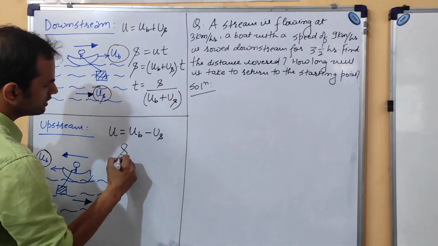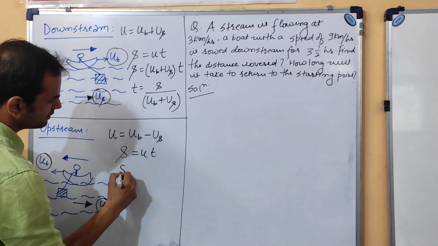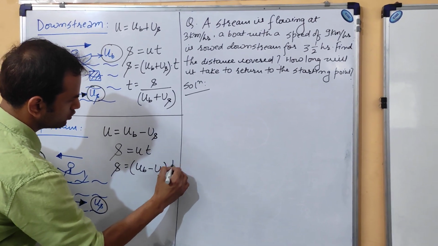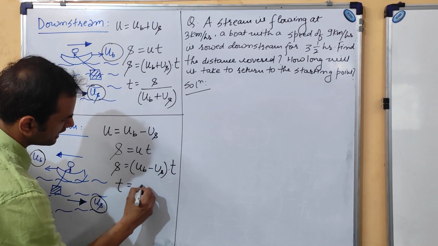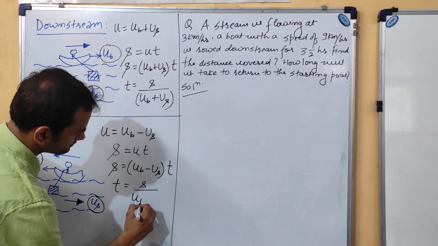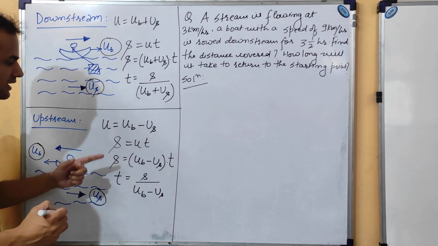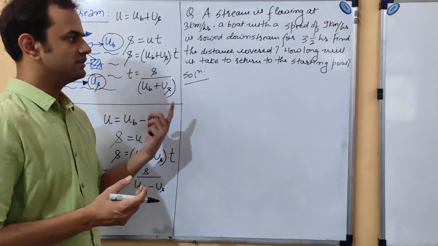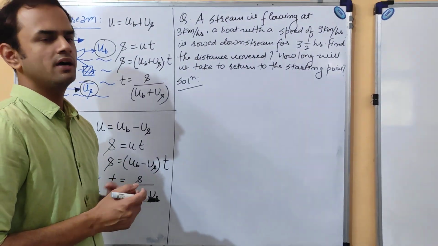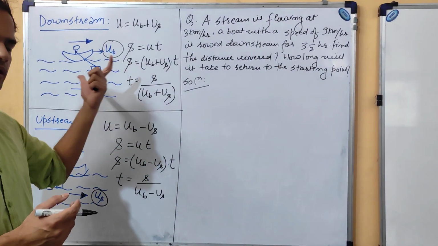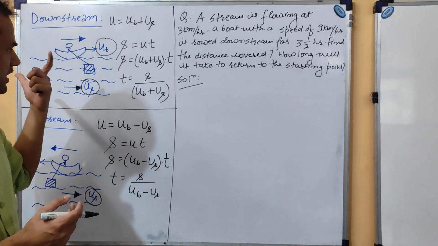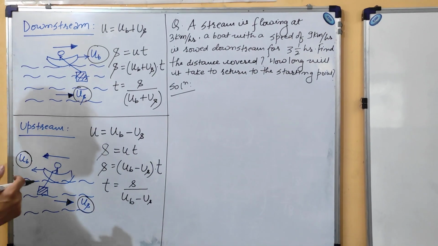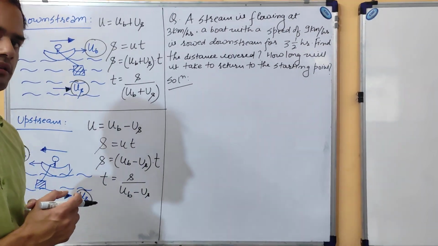Again same formula, S equals UT. So S becomes UB minus US into T. So you can calculate time in the same way. T becomes S by UB minus US. So if this concept is clear, we'll just do one problem, and if you have understood this concept very clearly, you can apply this concept, okay, and you can solve any problem based on upstream and downstream.